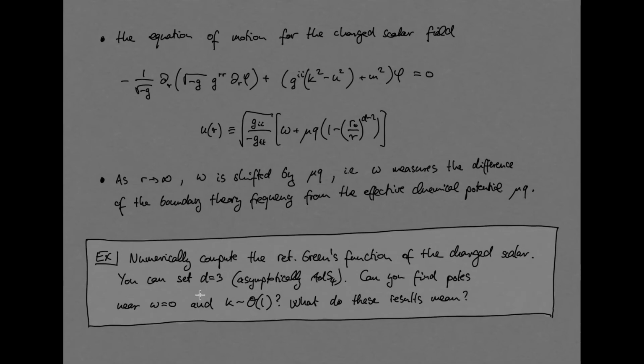In the case of a fermion, this would be the Fermi surface, where you're probing the spectrum near the Fermi surface. However, we are considering a boson here, a scalar field. So the question is, what do these results mean? If you find such a pole, what does it mean? Okay, so that's part of the exercise, to think about it.